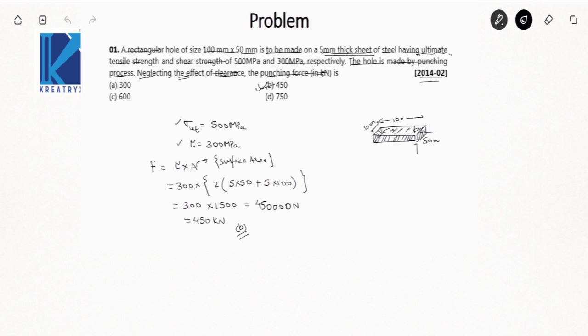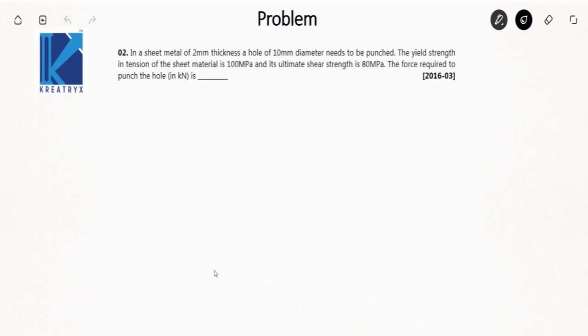Now going to the next question. This is a question from GATE 2016 set 3. Reading the question, in a sheet metal of 2 mm thickness, a hole of 10 mm diameter, so the dia d equals 10 mm, needs to be punched.